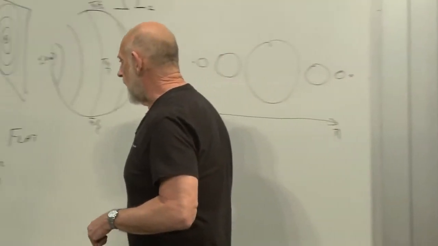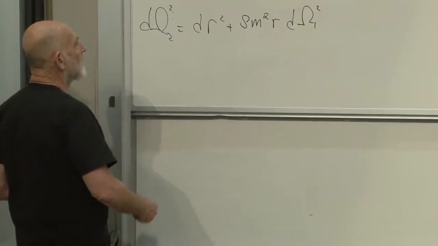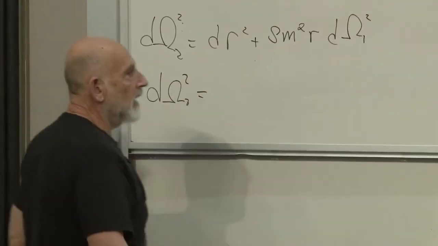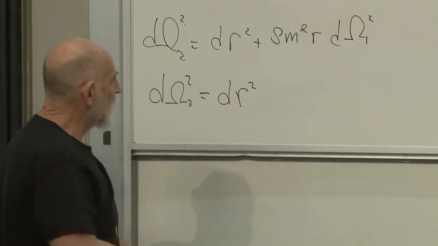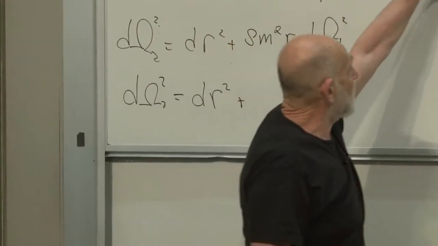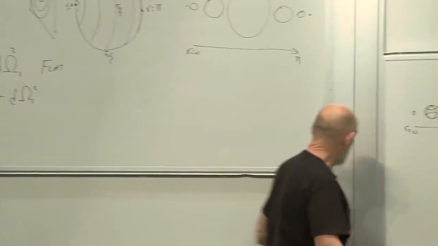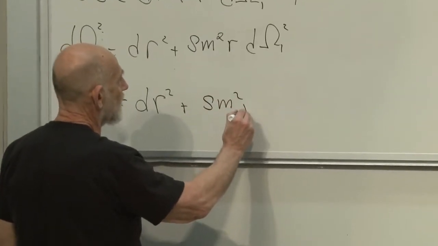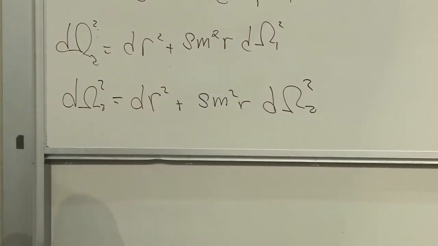Okay, now you should be able to guess what the metric of a three-sphere is. This is the metric of a three-sphere. It's d omega 3 squared equals... Again, there's a dr squared. There's always a dr squared. That's distance away from you. And then there's the angular part. And the angular part now will not involve circles, but will involve two-spheres, a series of two-spheres around you. And that will be sine squared r, d omega 2 squared. Not d omega 1 squared, but d omega 2 squared.